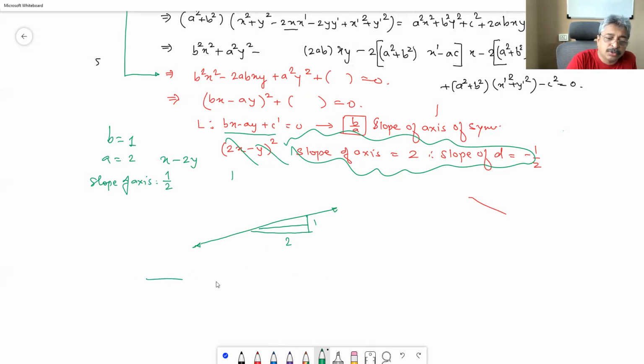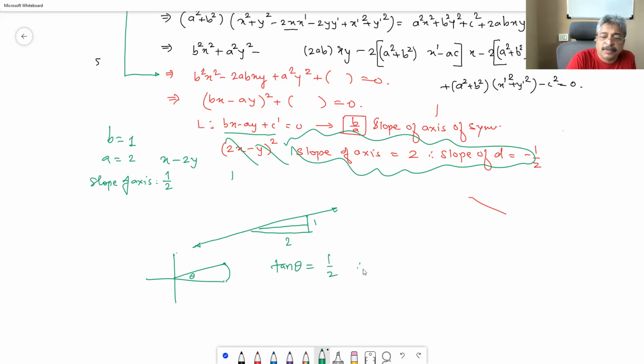Okay, so what you are supposed to do is, suppose this is your x-axis and this is your y-axis, you are supposed to rotate your x-axis or the entire system by angle theta such that tan theta is equal to half.